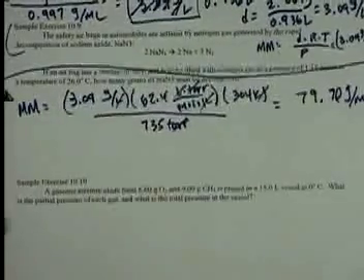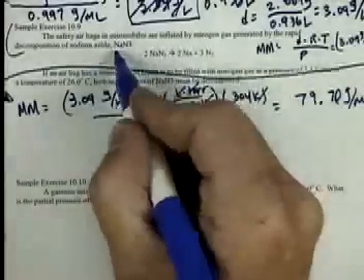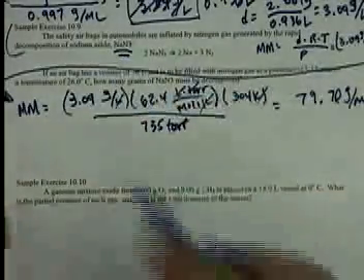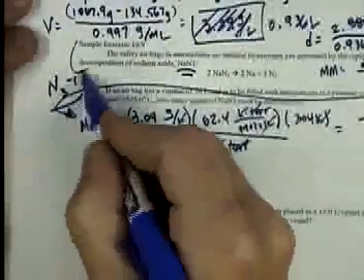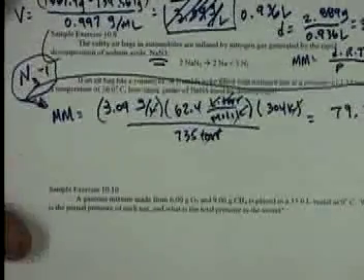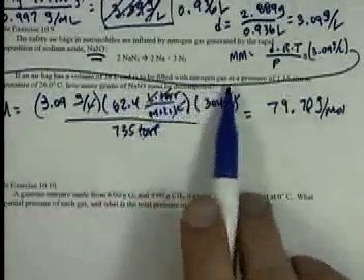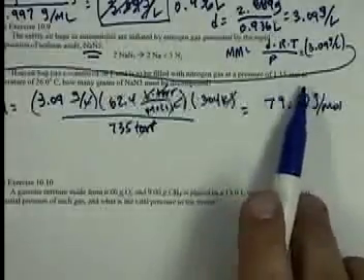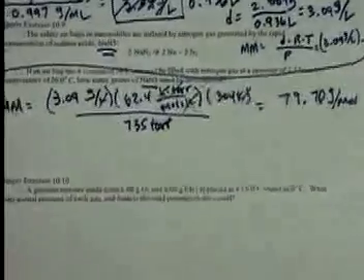Going on to the next sample exercise, 10.9. I kind of scribbled on that already. But we can see that the safety airbags in automobiles are inflated by nitrogen gas generated by the rapid decomposition of sodium azide. Azide, N3 minus 1, is a polyatomic ion that perhaps you've never seen before. If an airbag has a volume of 36 liters and is to be filled with nitrogen at a pressure of 1.15 atmospheres at a temperature of 26 degrees Celsius, how many grams of NaN3 must be decomposed?